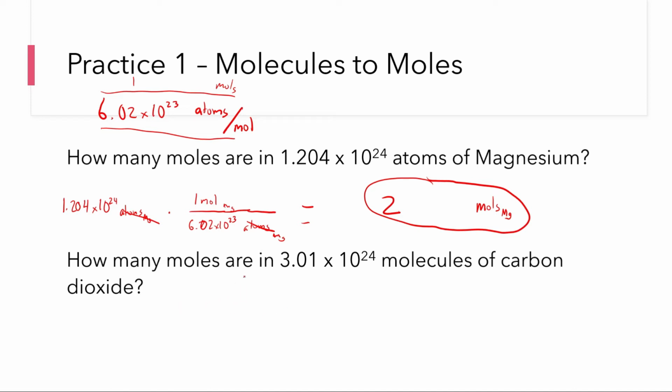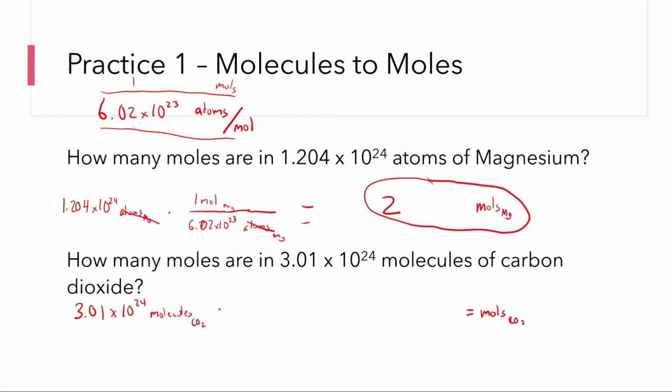And the second question asks us how many moles are in 3.01 times 10 to the 24th molecules of carbon dioxide. And remember that the 6.02 times 10 to the 23rd can be in atoms or molecules. It works for either one. So we will do 3.01 times 10 to the 24th molecules of CO2, and we want to end up with moles of CO2.